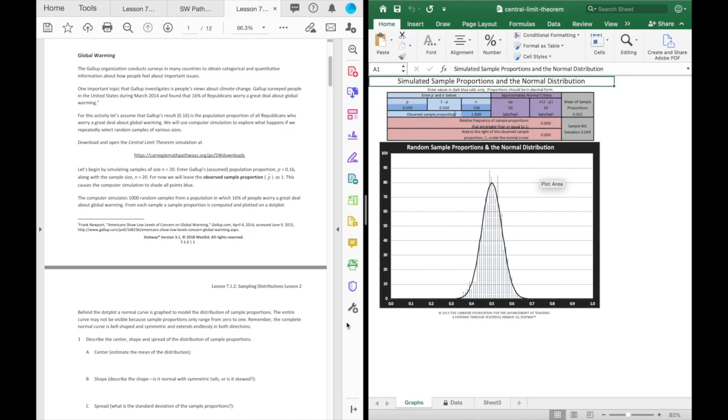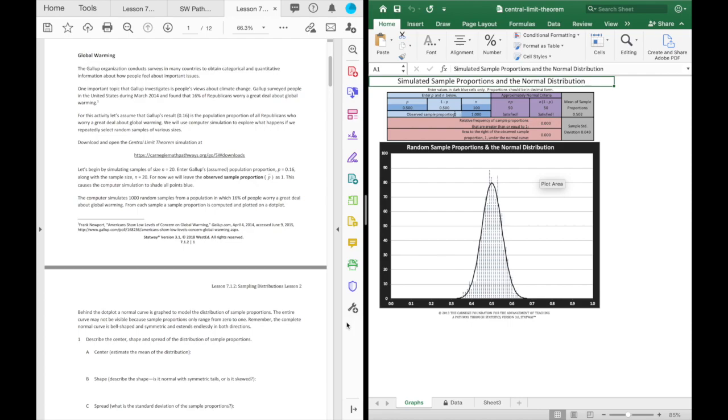Gallup surveyed people in the United States during March 2014 and found that 16% of Republicans worry a great deal about global warming. For this activity, let's assume that Gallup's result, 0.16, is the population proportion of all Republicans who worry a great deal about global warming. What this sentence means is that we're going to assume that the Gallup result of 0.16 is the true answer. In other words, we're going to assume that 16% of all Republicans that exist worry a great deal about global warming.